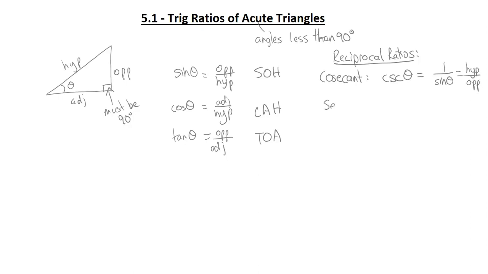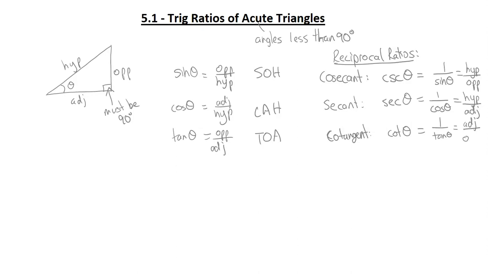The next one is the secant, and that's written as SEC theta, and that's 1 over cosine. The way to think about that is it's the reciprocal of cosine, so it's hypotenuse over adjacent. And the last one is cotangent, and that's what it's called in its full form, and how you write it is COT theta is 1 over tan, and again, that's the reciprocal of tan, so in that case, it would be the adjacent over the opposite.